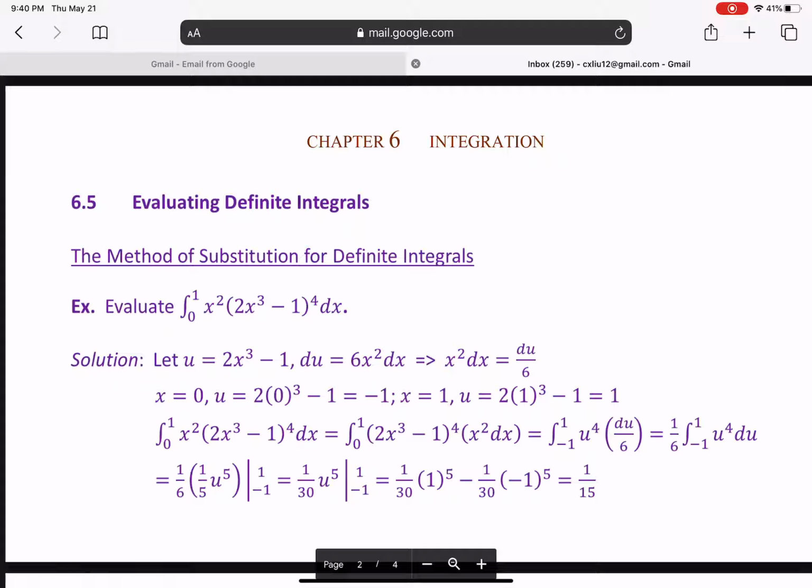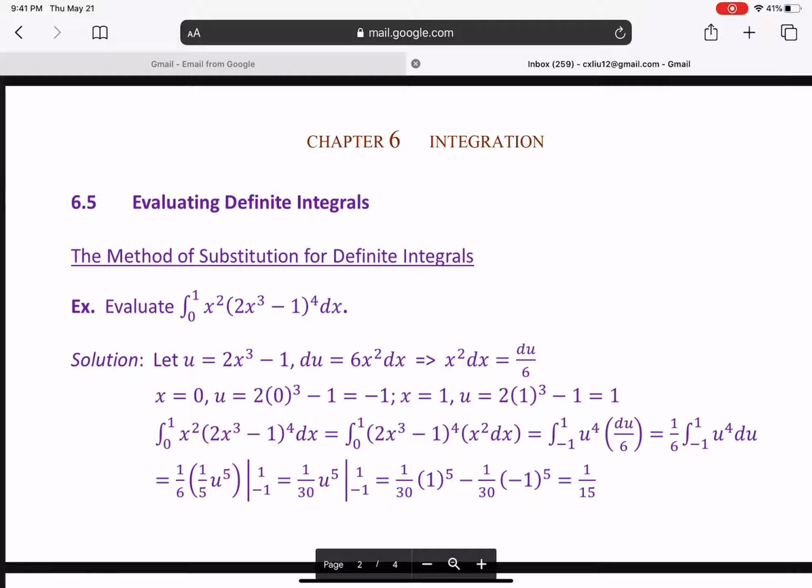So the integral can be rewritten as 2x cubed minus 1 to the fourth times x squared dx if you rearrange the order of the terms. And then you replace 2x cubed minus 1 with u to get u to the fourth, and x squared dx with du over 6. And also at the same time, you change the lower and upper limits of integration from negative 1 to 1. And then you take out 1 over 6 from inside, so we get the integral from negative 1 to 1 of u to the fourth.